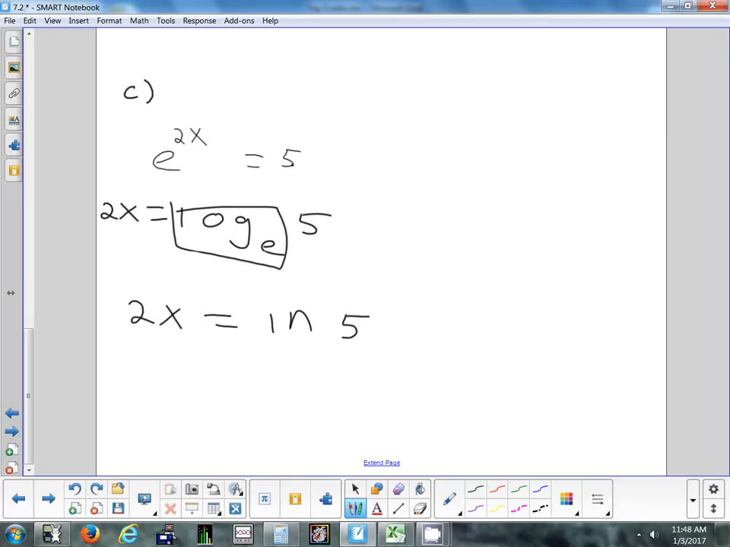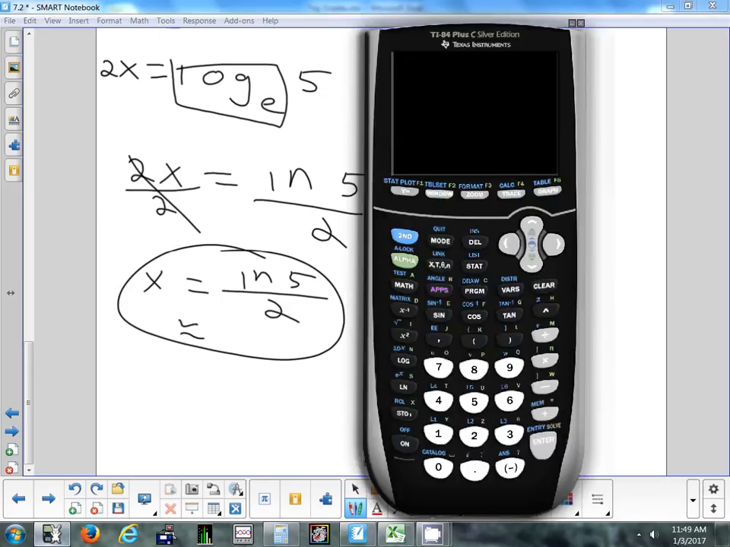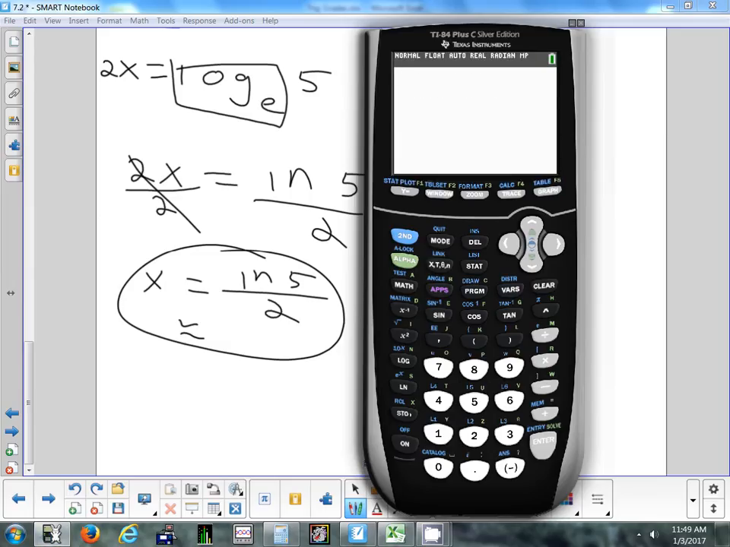So now my equation says that 2x equals ln 5, but I want just x. So what's my last step? Yeah, just divide by 2. And that's the answer. It's the natural log of 5 divided by 2. If they said round your answer off, you just type it in. Take the natural log of 5 and divide by 2. It's about 0.805.